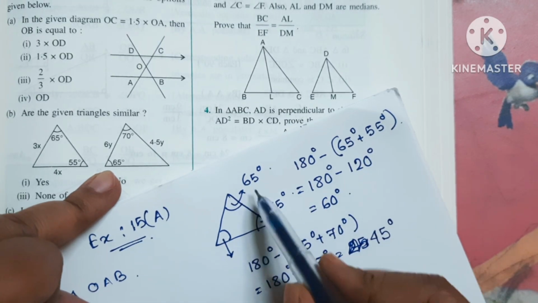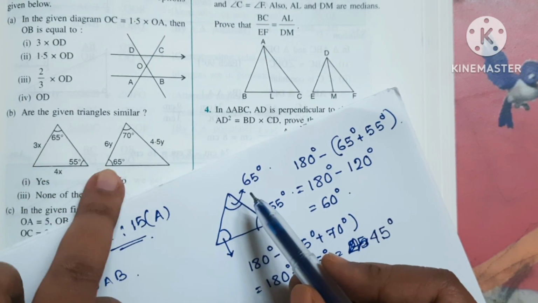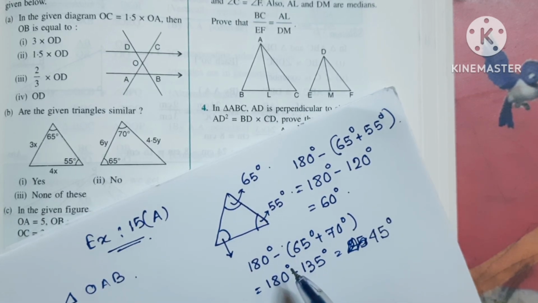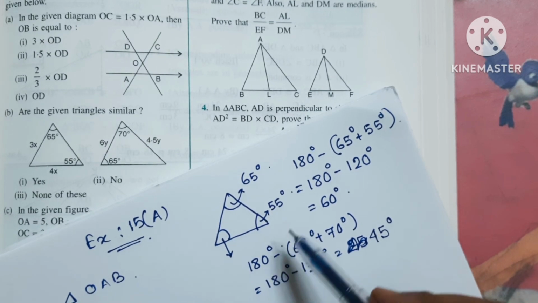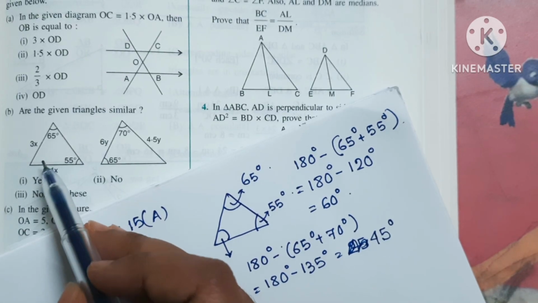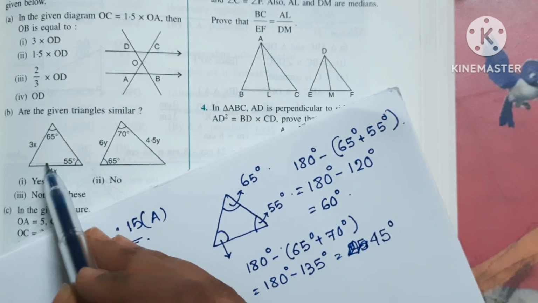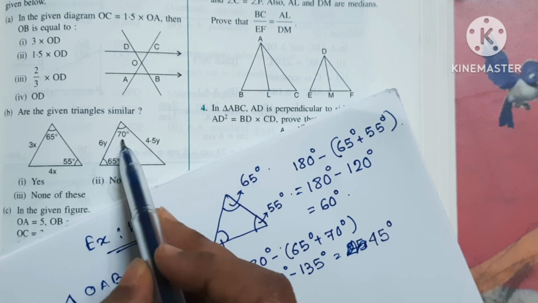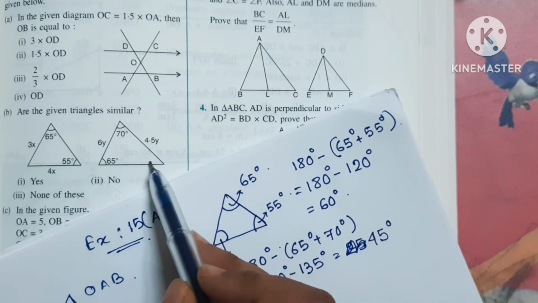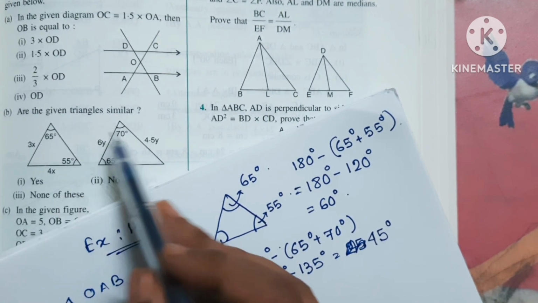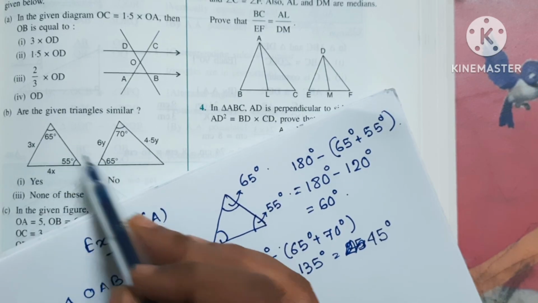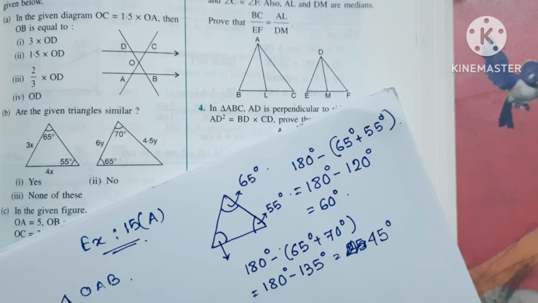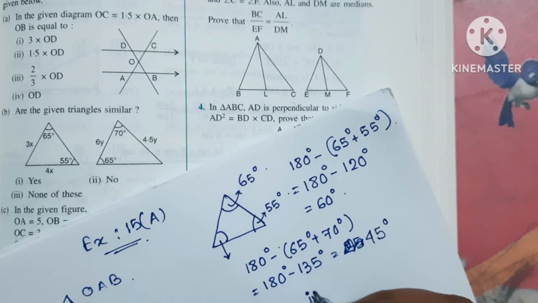Now see, 65 and 65, these two angles are equal. The values of the other angles are different. In the first triangle, angles are 65, 55 and 60. And in the second triangle, 65, 70 and 45. So corresponding angles are not equal. Only two angles are equal. So these two triangles are not similar. So the answer will be 2, no.